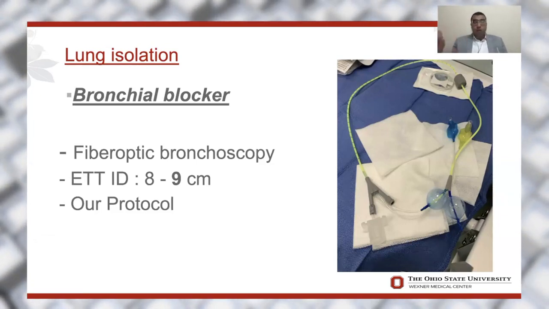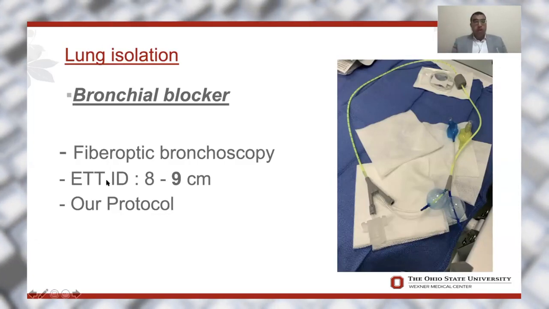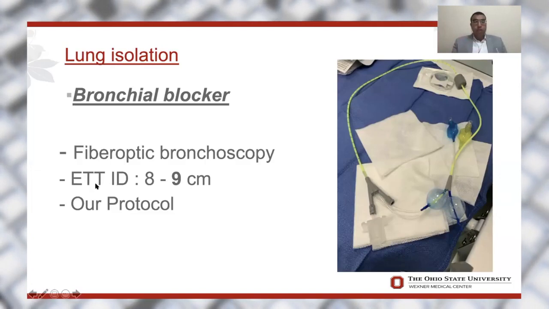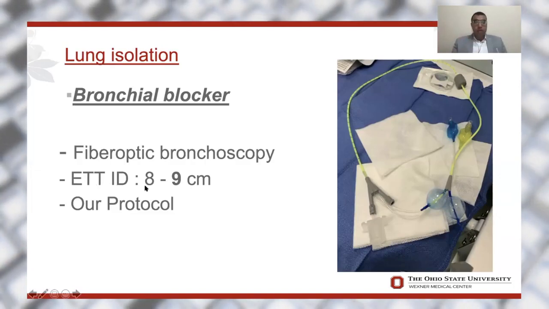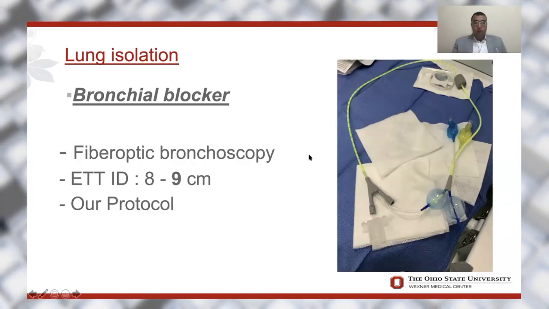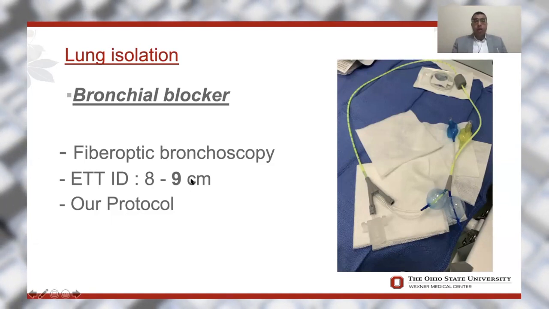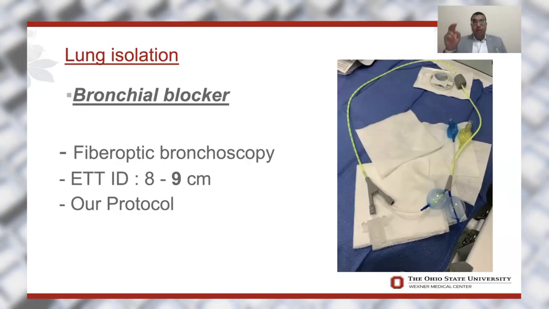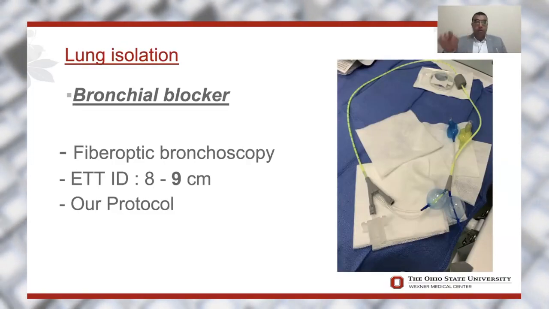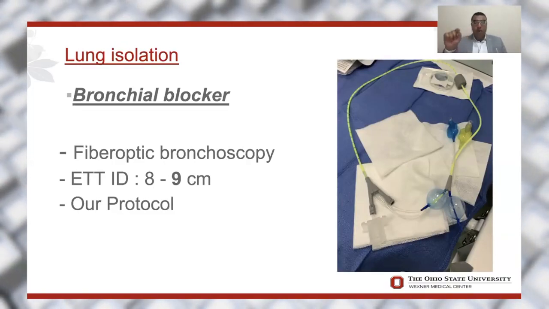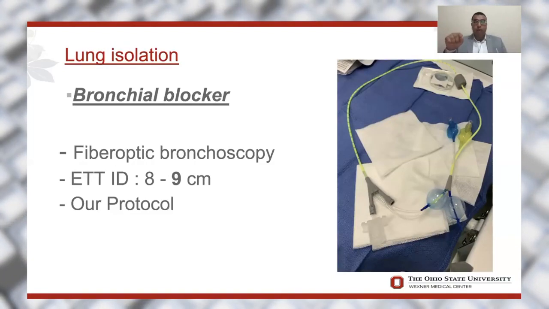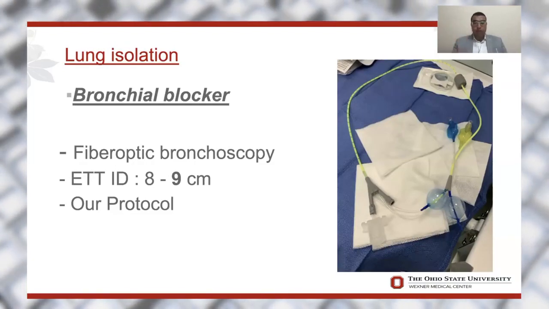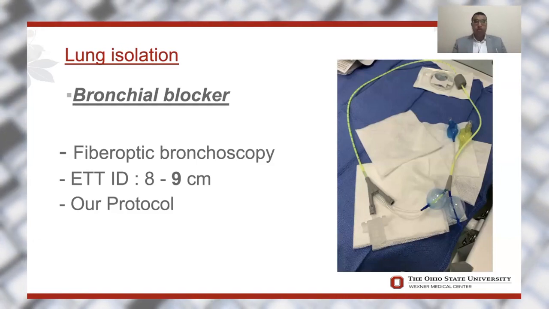Now, what's our protocol at Ohio State University? We put an endotracheal tube, no more double lumen tube. We put an endotracheal tube, but with a wider diameter, maybe 8 to 9. There is room for both the fiber optic and the bronchial blocker. So we need a wide endotracheal tube. And this is the protocol which is settled right now.